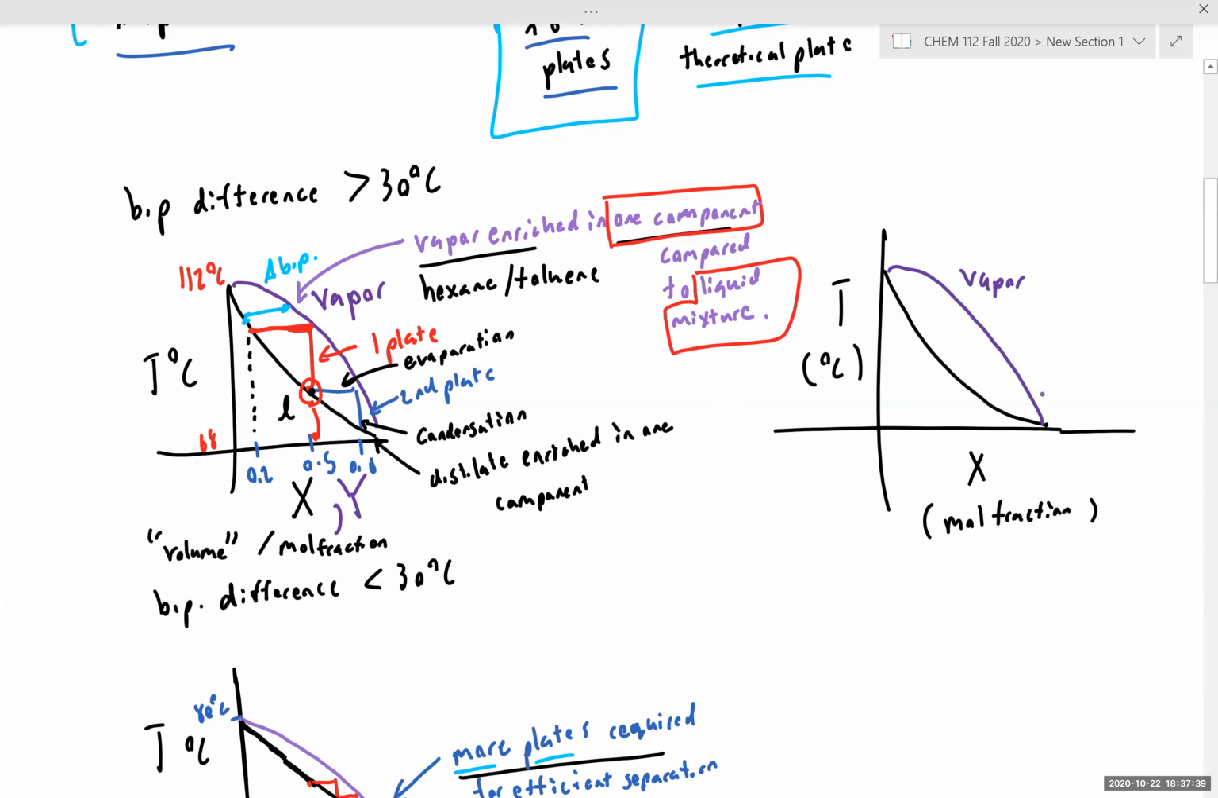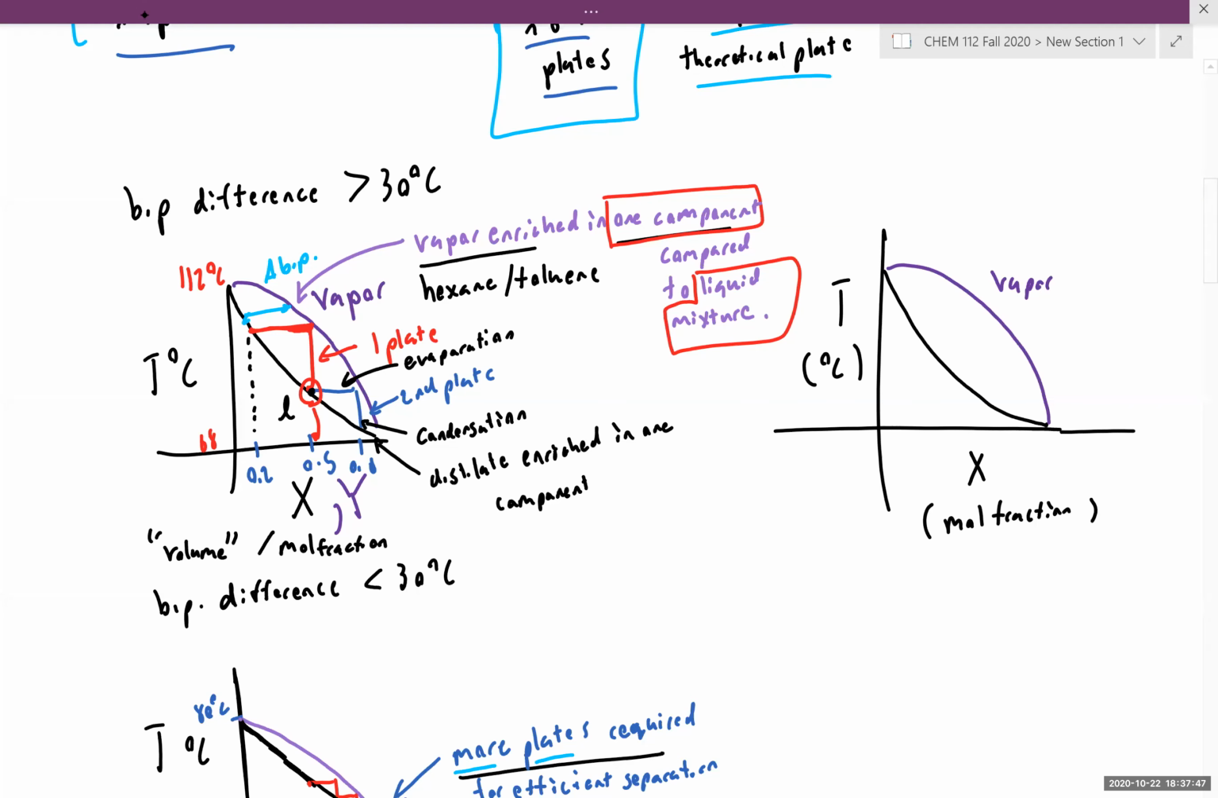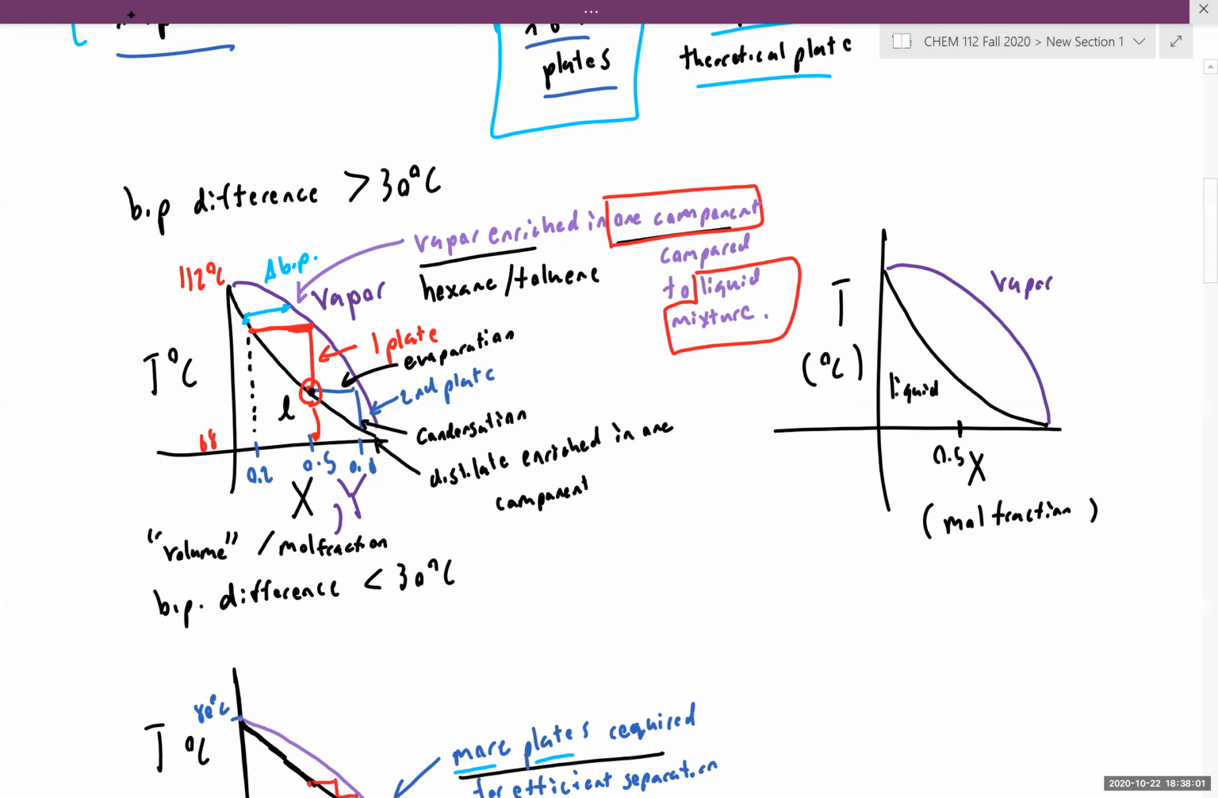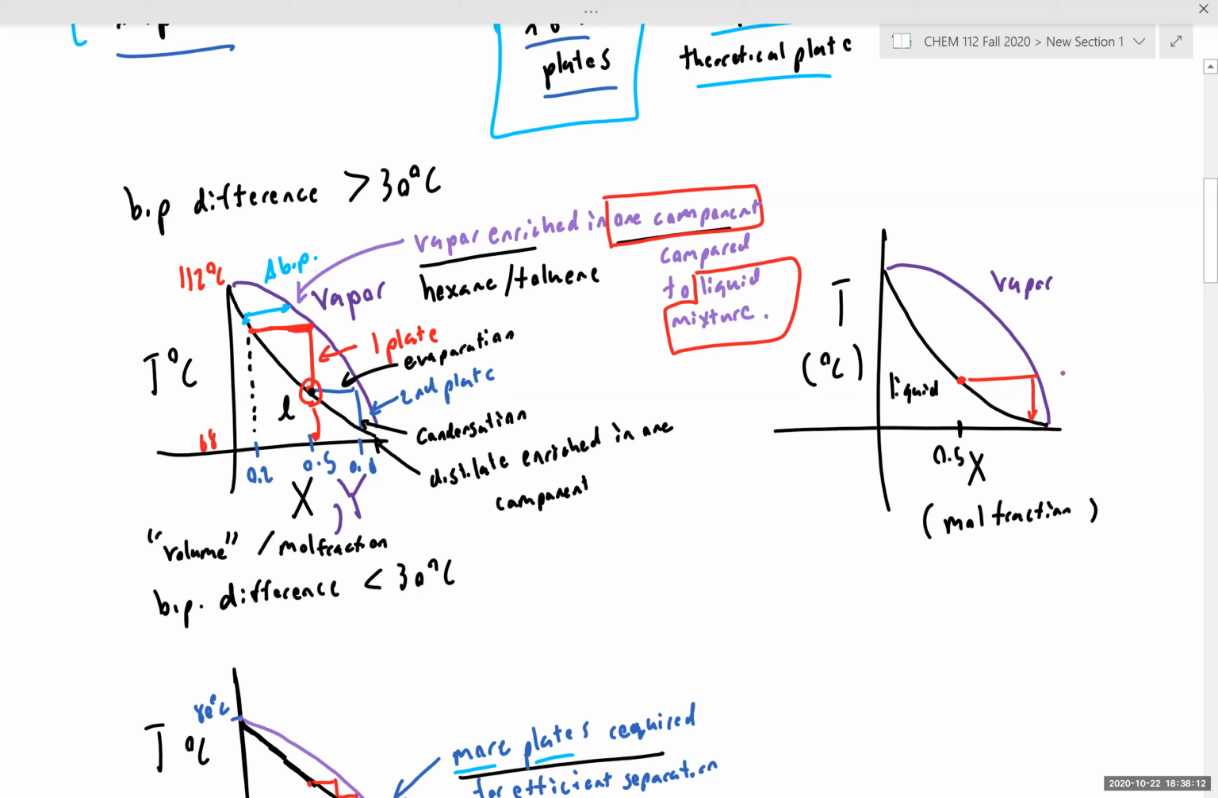And if we have a wide difference in boiling point, let me draw this a little bit wider. So this is our vapor, and the bottom curve is our liquid. So suppose that we start with a 50-50 mixture. So we start somewhere around here. A single vaporization and condensation cycle, so this is one cycle, constitutes one theoretical plate.